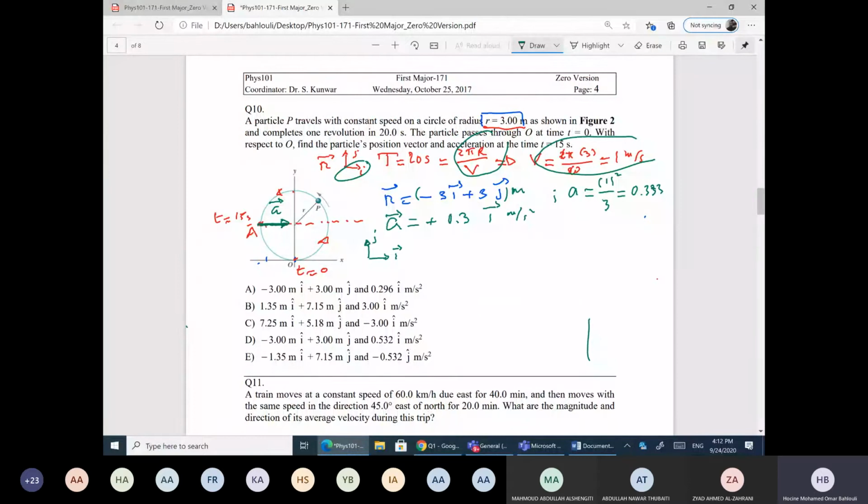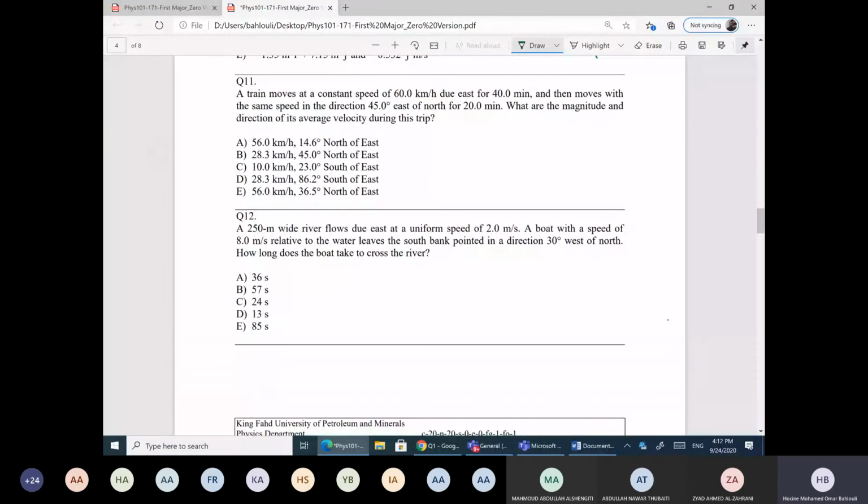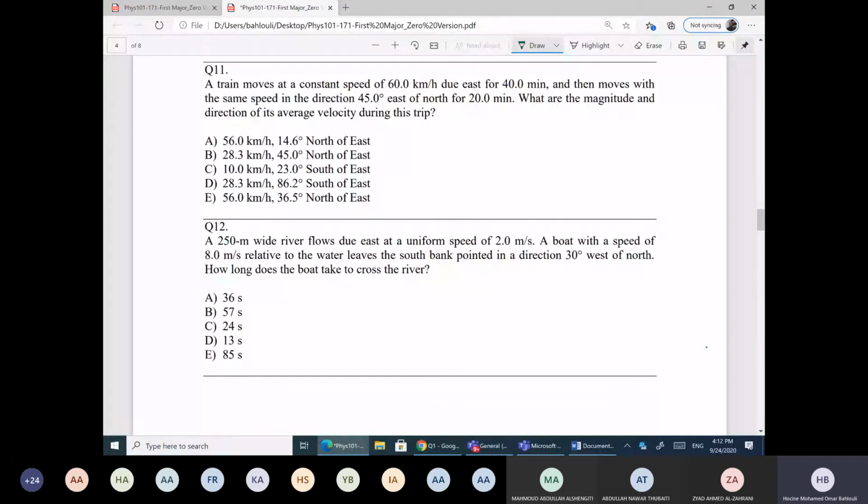Sometimes they give you v and ask you to get the period from it, so you have to know that the relation between the period and v is always v equals the distance of a full turn, 2 pi r, where r is the radius of the circle, divided by T. That's distance divided by time, which equals speed. Okay, so that's question number one.